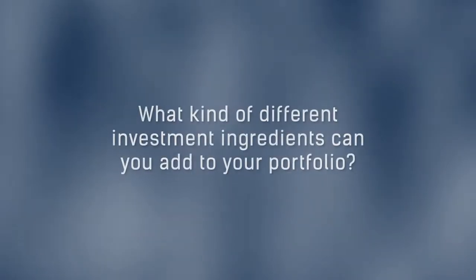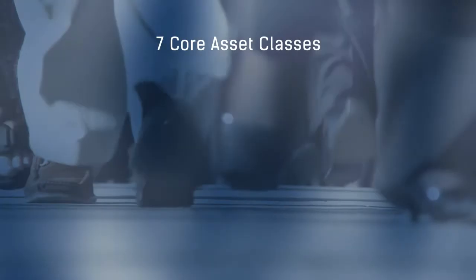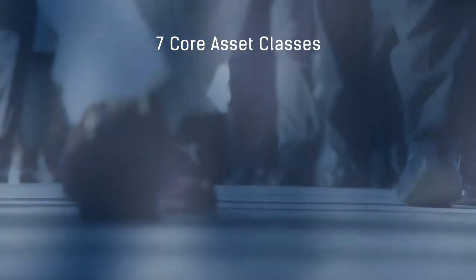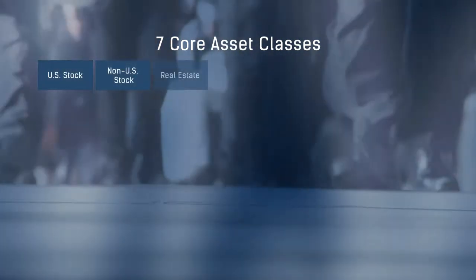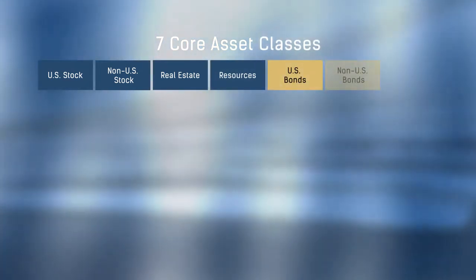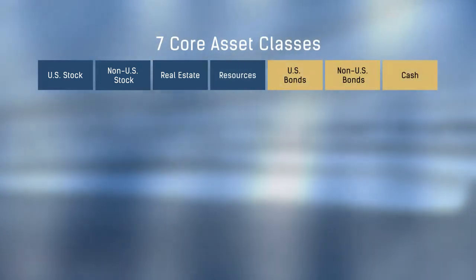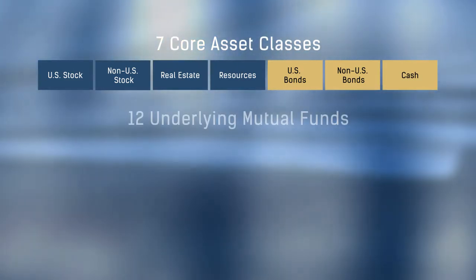So, what kind of different investment ingredients can you add to your portfolio? To begin with, there are 7 different ingredients called core asset classes that each well-diversified portfolio should have. They include U.S. stocks, non-U.S. stocks, real estate, resources, U.S. bonds, non-U.S. bonds, and cash. Within each core asset class is one or more subcategories.